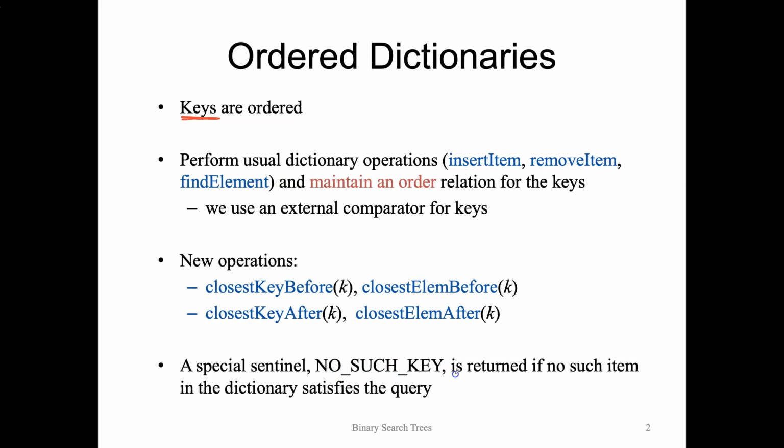So how would we implement an ordered dictionary? When we're talking about a new data structure, you should always think about how you would implement it. Given these operations, given what we have to do, how would you design a structure to satisfy all of these requirements?